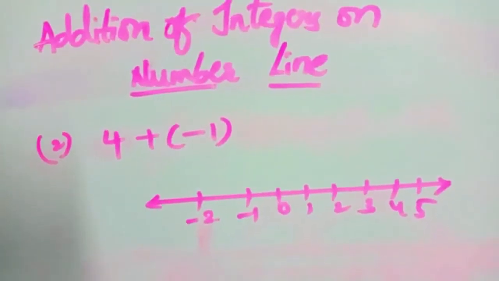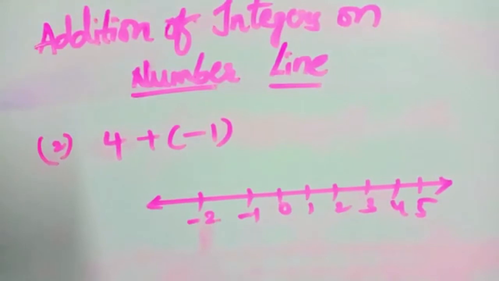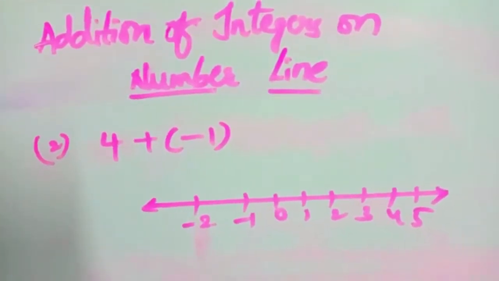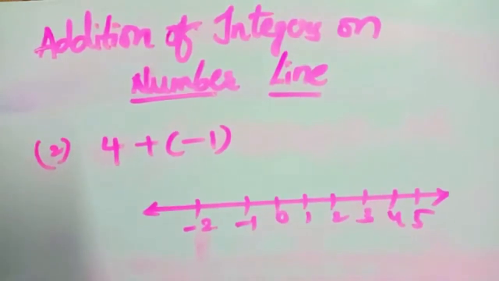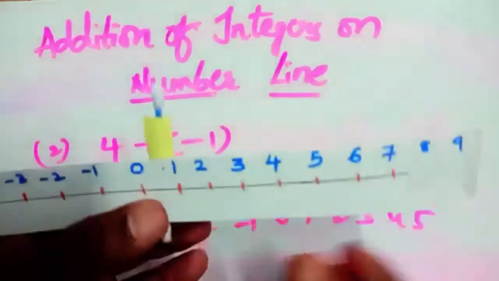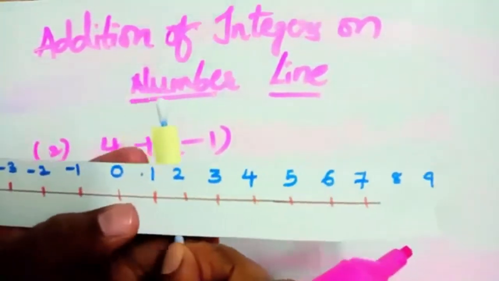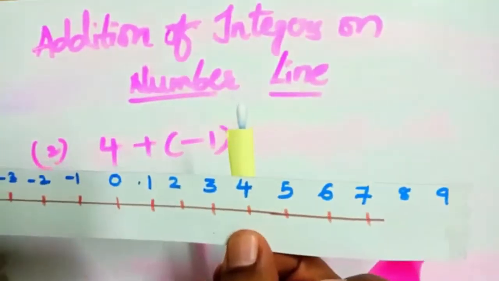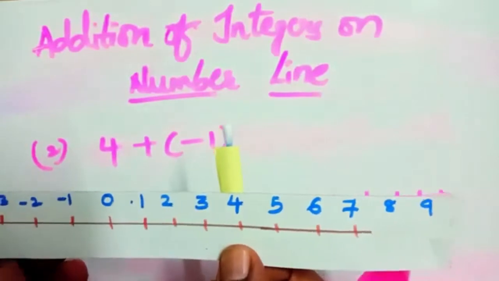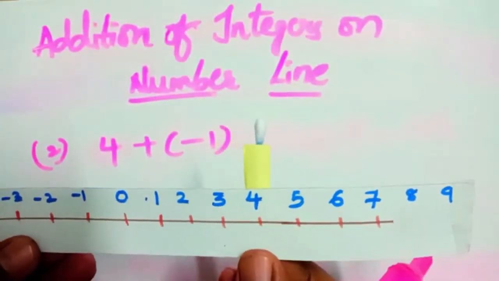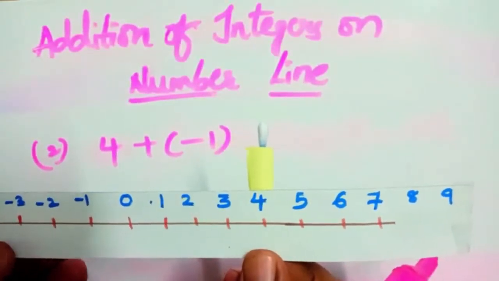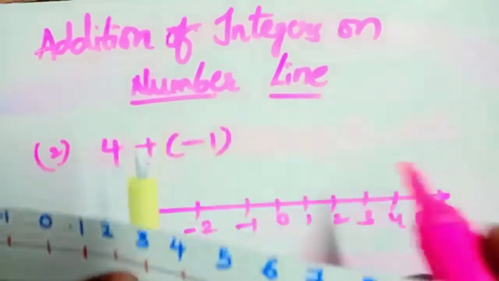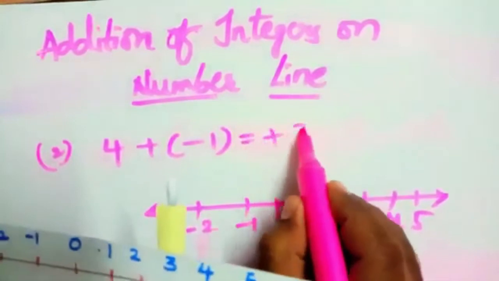In the second example, we are adding a negative integer to a positive integer. First of all we need to locate the 4 on the number line. After locating this 4, we are adding minus 1, so we need to move to the left side. Move one step to the left side, then your answer is plus 3. So this answer is positive 3.